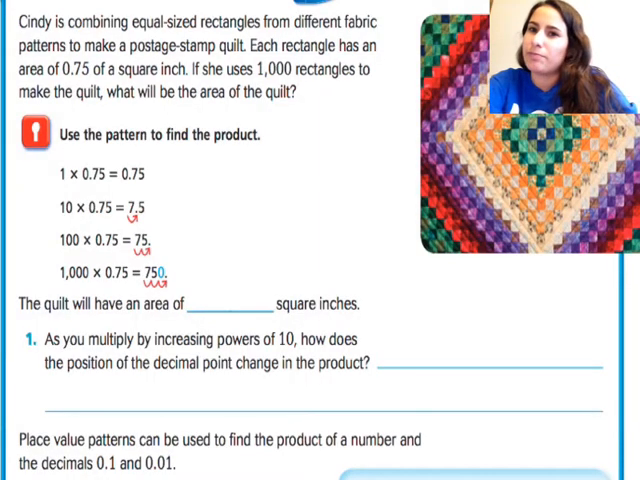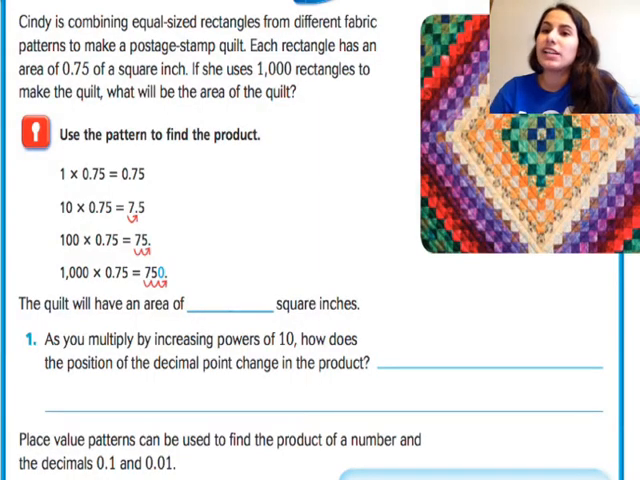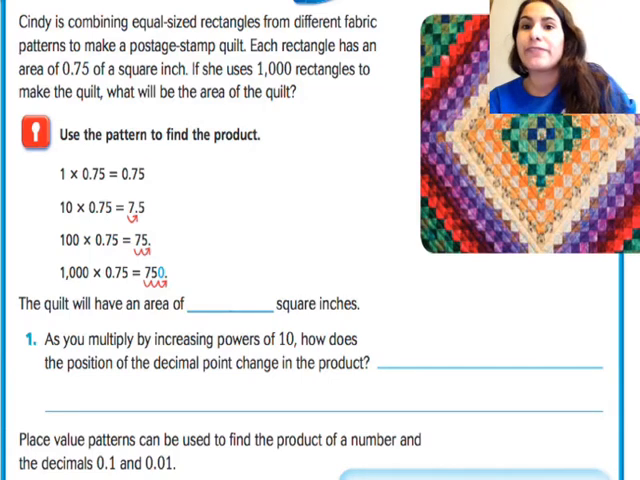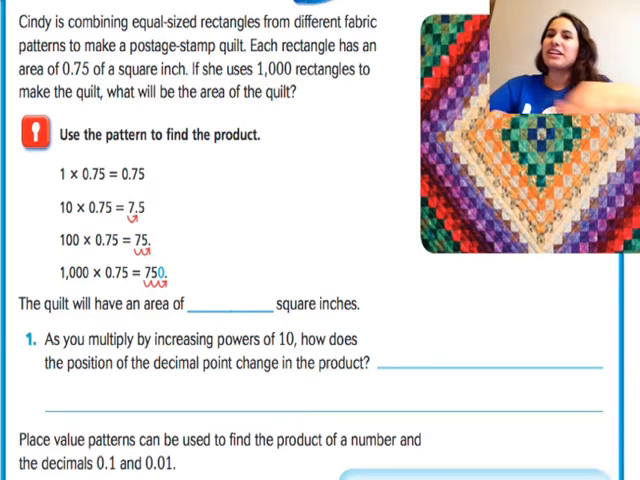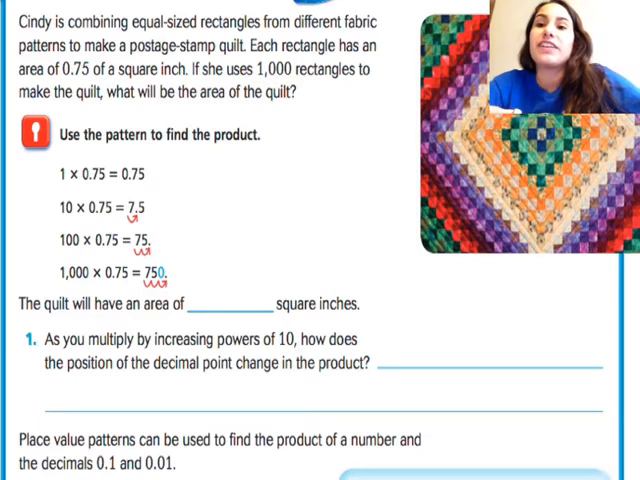Let's help Cindy out. Cindy is combining equal-sized rectangles from different fabric patterns to make a postage stamp quilt. Interesting. Each rectangle has an area of 75 hundredths of a square inch. If she uses 1,000 rectangles to make the quilt, what will be the area of the quilt? Use the pattern to find the product. All right. 1 times 75 hundredths is just 75 hundredths.